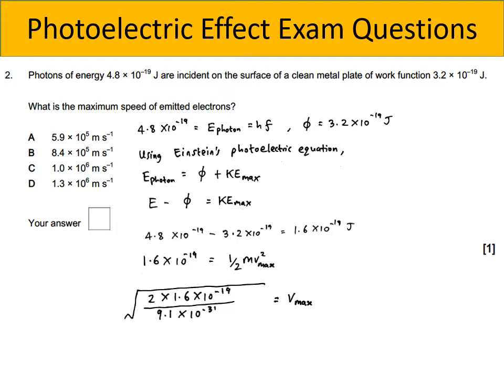Right, so we do 2 times 1.6 times 10 to the power minus 19 divided by 9.1 times 10 to the power minus 31, all of that under the square root, and that gives us V max. V max is 5.92 times 10 to the power 5 meters per second, which is approximately 5.9 times 10 to the power 5 meters per second. So that tells us that our answer is most certainly A.